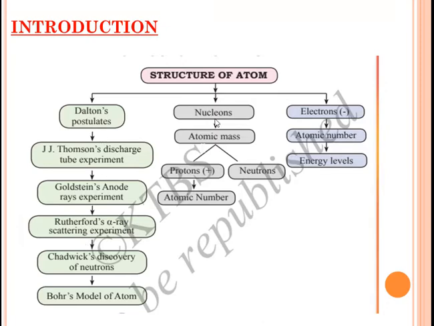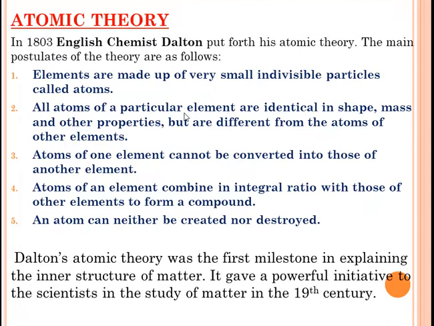After that we'll read about the nucleons, atomic mass, protons and neutrons which are present inside the atom. About atomic number we'll read, about mass number we'll read, about electrons we'll read, and the different energy levels of the atom. These topics are in short given in the textbook which we have to study further. So let's start with the chapter.